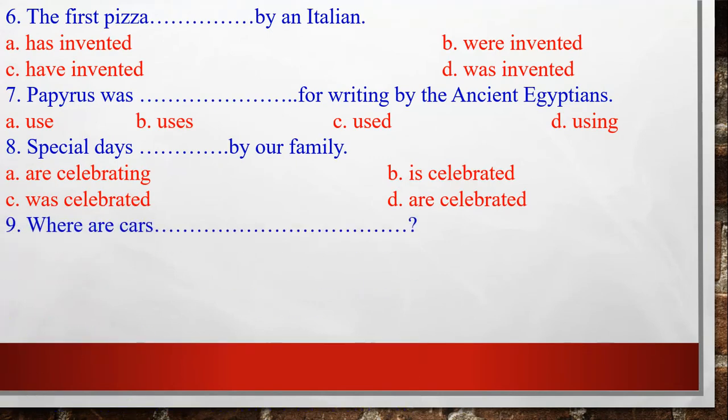Number 9. Where are cars made? This question is in the passive, so I must use the past participle form of the verb. So the answer is where are cars made? Made, letter C.